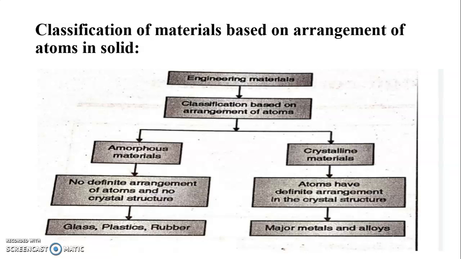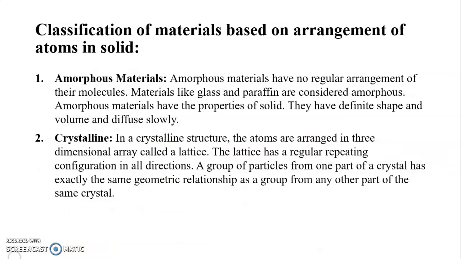Then crystalline material. In crystalline structure, the atoms are arranged in a three-dimensional array called a lattice. The lattice has a regular repeating configuration in all directions. A group of particles from one part of a crystal has exactly the same geometric relationship as a group from any other part of the same crystal.